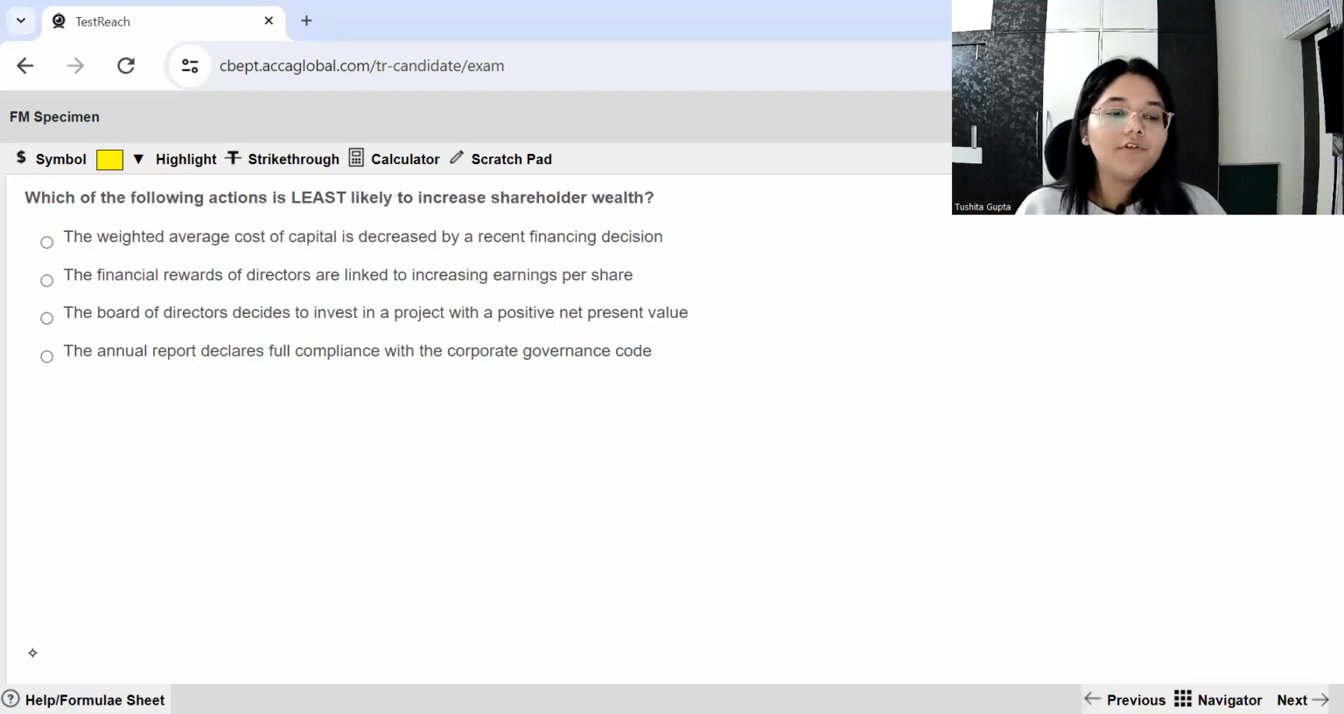Right. So which of the following actions is least likely to increase the wealth of my shareholders? The weighted average cost of capital is decreased by a recent financing decision. This will increase the wealth of my shareholders. Then, financial rewards of directors are linked to the earnings per share. Now, this is something which will not increase my shareholder wealth.